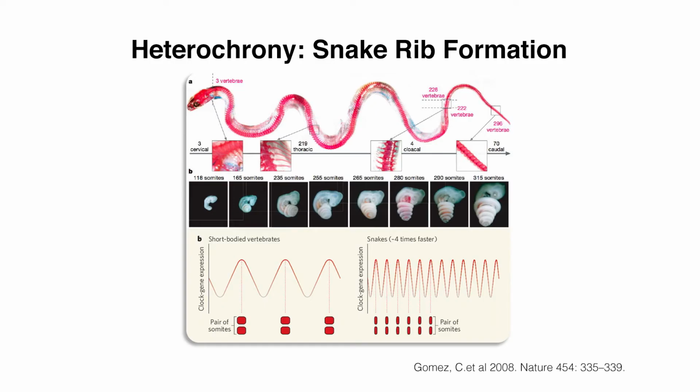Changing the timing of gene expression is also seen in the formation of snake ribs. Some snakes can have up to 300, sometimes even 500 ribs. How do they get so many ribs? They actually shorten the time it needs to make each rib from each somite. And as a result, you get a large number of ribs made at any given time.